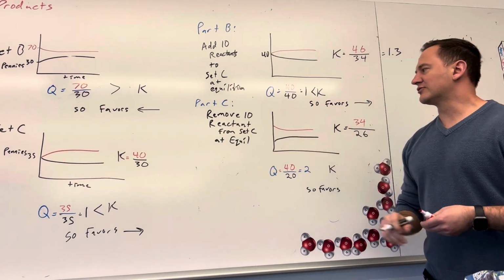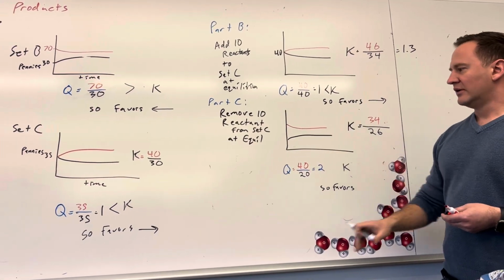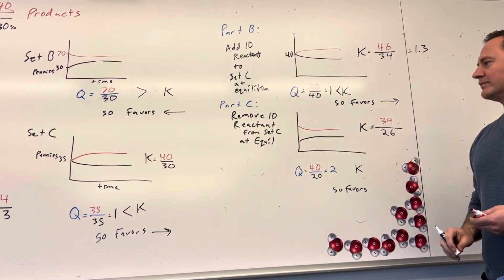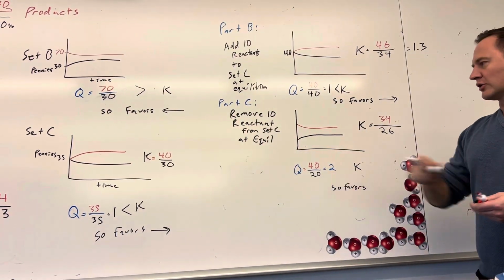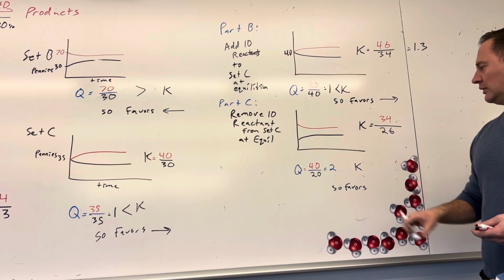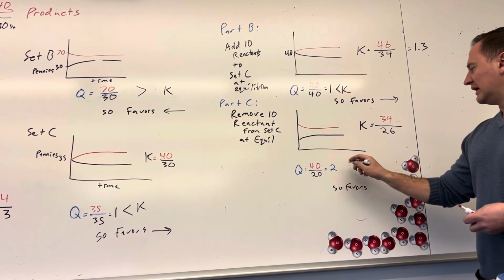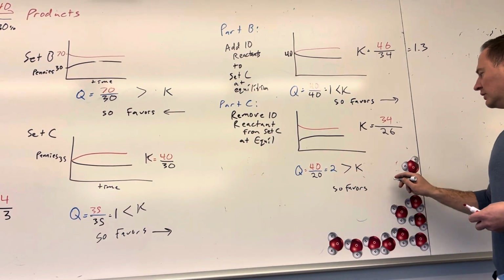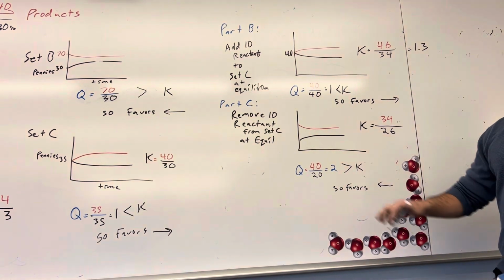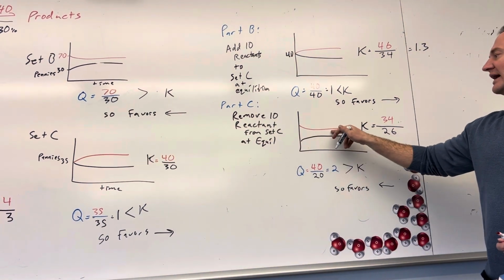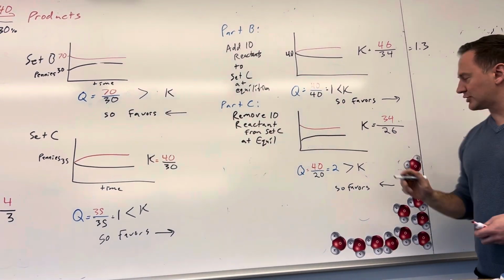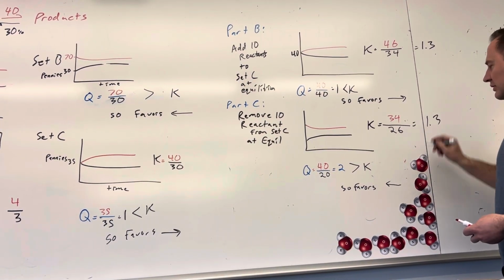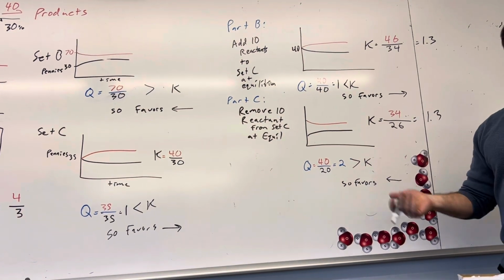Then I had you guys remove 10 reactants from set C when it's at equilibrium. So instead of having 40 product and 30 reactant, now we took away some reactant. What's going to happen? Well, now our Q value is greater than our K value, so it favors the reverse process. And we see that our amount of products goes down while our reactants goes up, and it again reestablishes that ratio, which is a 1.3 ratio, or 4/3.